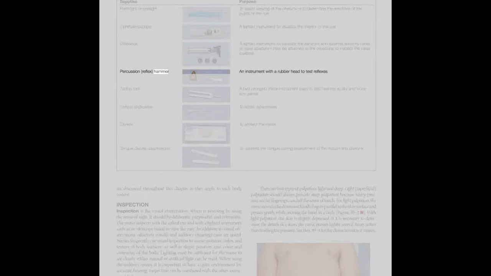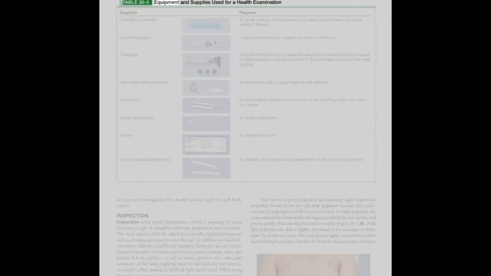A percussion reflex hammer, an instrument with a rubber head to test reflexes. A tuning fork, a two-pronged metal instrument used to test hearing acuity and vibratory sense. Cotton applicators to obtain specimens. Gloves to protect the nurse. Tongue blades, depressors, to depress the tongue during assessment of the mouth and pharynx. Table 30-3: Equipment and supplies used for a health examination are discussed throughout this chapter as they apply to each body system. Inspection. Inspection is the visual examination, which is assessing by using the sense of sight.